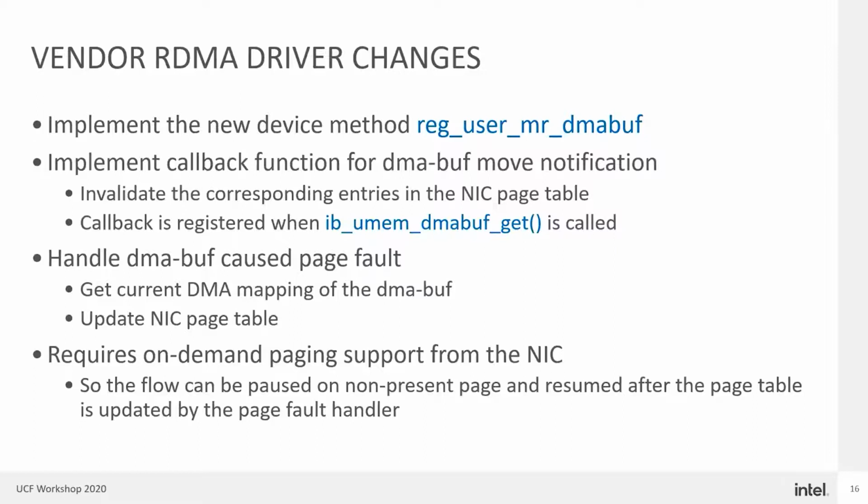The vendor driver also needs to handle the page fault related to DMA buff. So when the DMA buff moves, the page table entries are invalidated, and any transaction involving those entries will cause a page fault, and we need to define a specific page fault for this situation. In the page fault handler, it will call the previously defined common mapping function to get the current mapping, and also update the page table so the operation can continue. So it is apparent that on-demand paging support is necessary for this scheme to work.